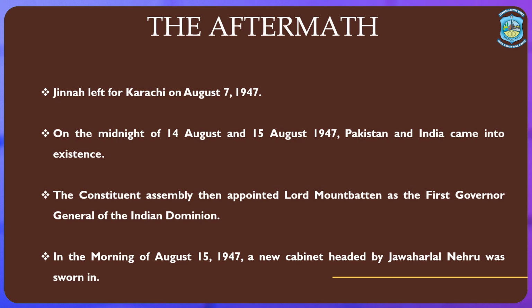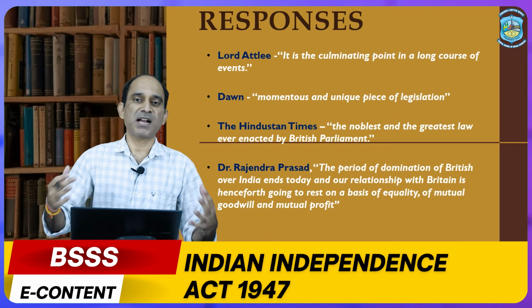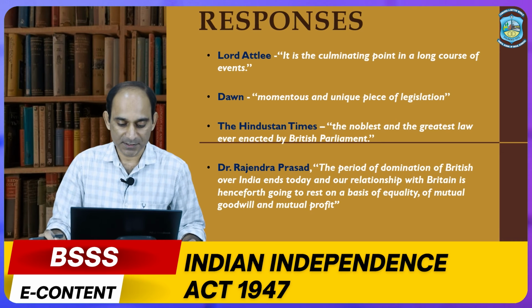So, what happened just after the enactment of this Act? Muhammad Ali Jinnah left for Karachi on August 7, 1947, and at midnight of 14 and 15 August 1947, Pakistan and India respectively came into existence. The Constituent Assembly then appointed Lord Mountbatten as the first Governor General of the new dominion. On the morning of August 15, 1947, a new cabinet headed by Jawaharlal Nehru was sworn in. This act was a huge act. It was very impactful, so there were many responses. Let us see some of the important responses.